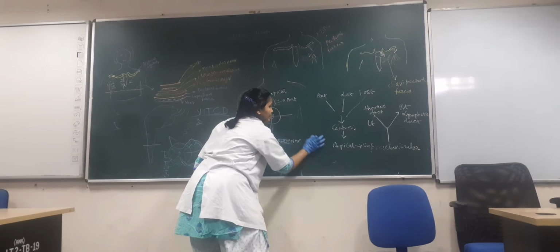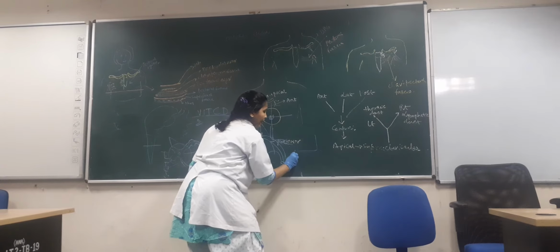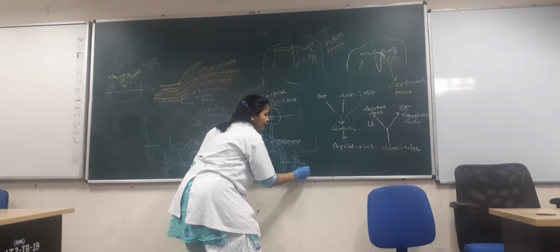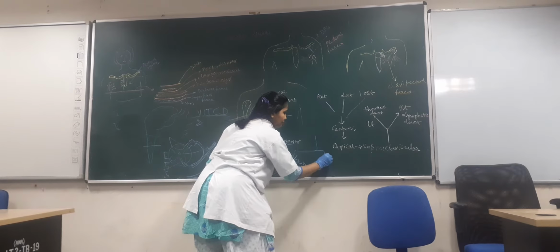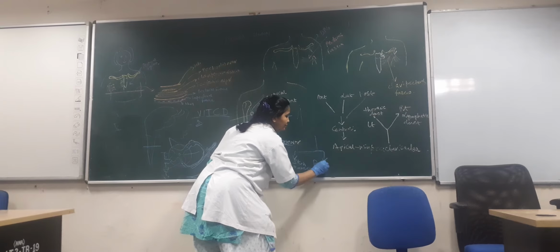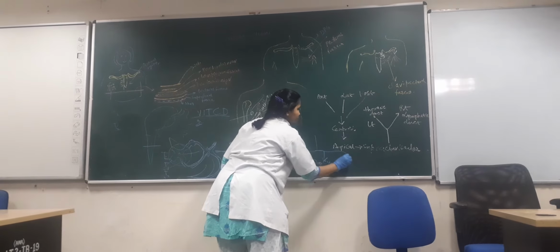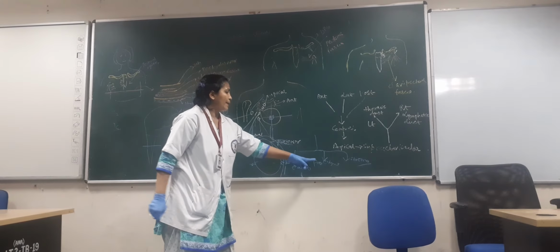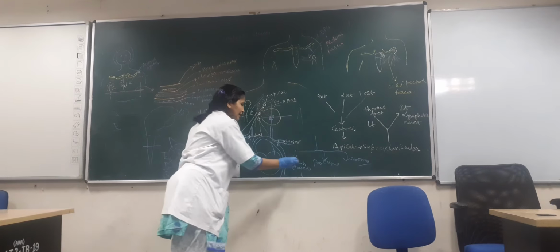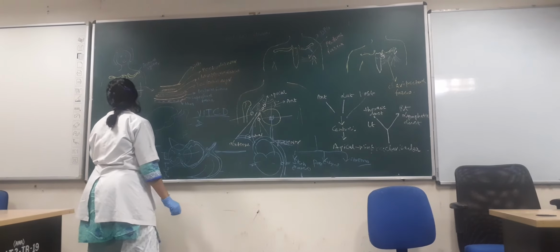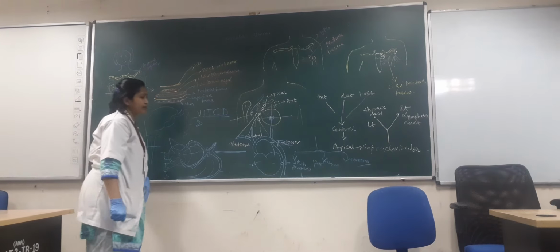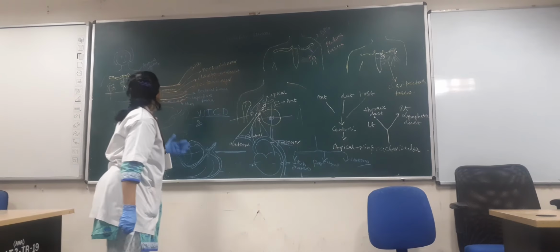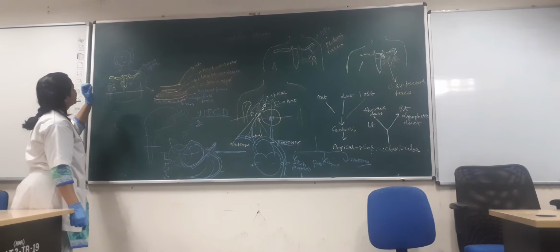It has got skin with areola and nipple, then parenchyma as well as the stroma. Skin, areola, nipple lies at the level of fourth intercostal space. Okay.